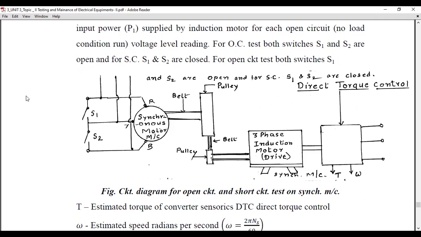Please observe this diagram. Tomorrow we are going to continue the synchronous motor testing. Please observe this.